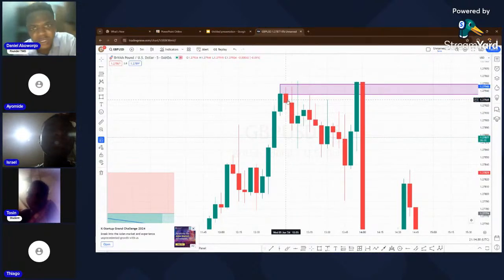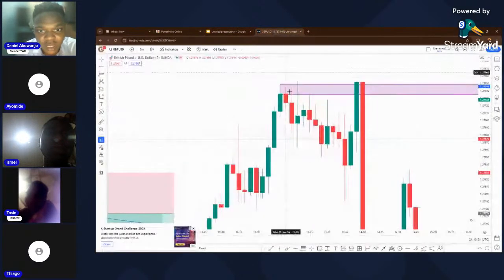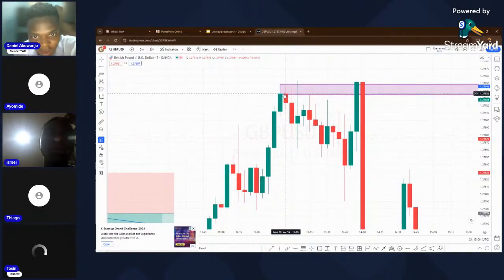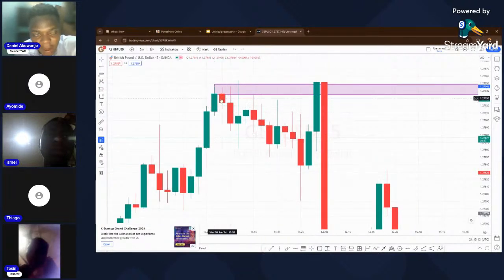Or even this one, I can call it an evening star. This is a clear evening star, sir. But pay attention to what it says. Now see this particular one. This was where it opened, and it closed here, which is actually inside the body of this candlestick. So I don't want to really focus on this candlestick as my evening star. I want to focus on another one, and I'm going to jump to this next one.